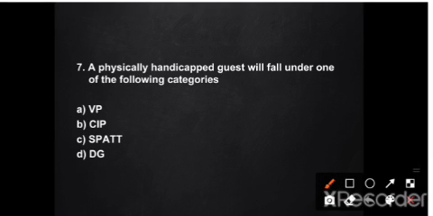We know during the classification of a 5-star hotel, it is mandatory to have some rooms reserved, and the interior of the room should be fit for a special category guest or physically challenged guest. So what is the term for this? The correct answer would be C, SPAT. It's a special attention guest.